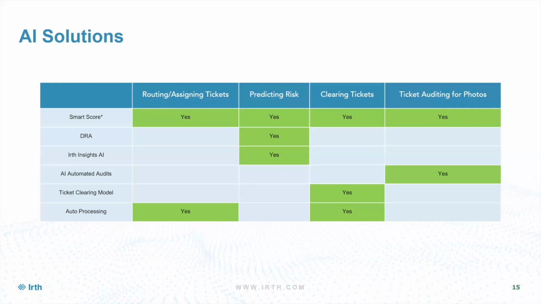The next thing is clearing tickets. We talked about that a little bit before. This is new. So in the past, many of you cleared tickets off of auto processing. That's great, and there's nothing wrong with that, right? That takes in a few variables, and you can clear tickets off a few variables.